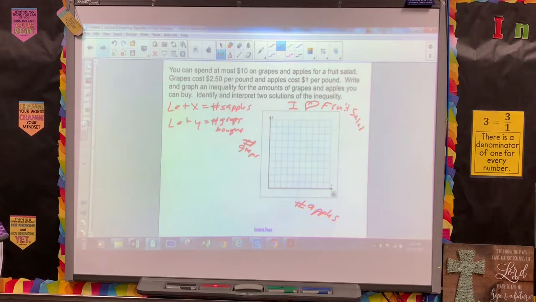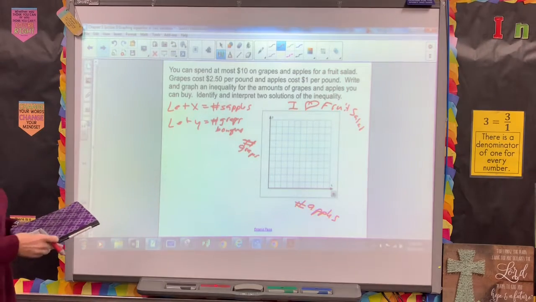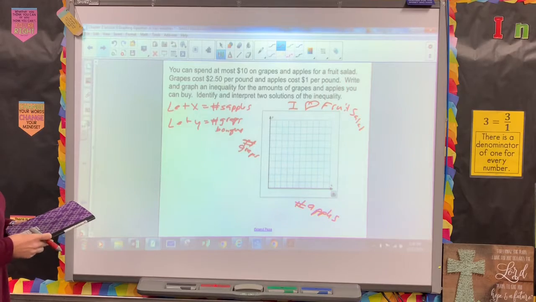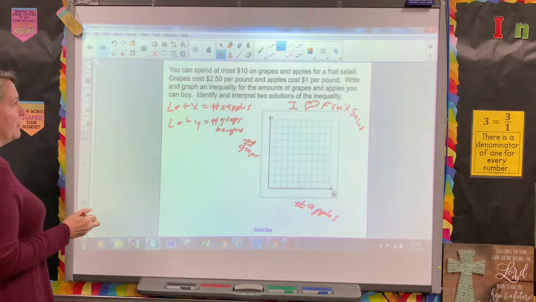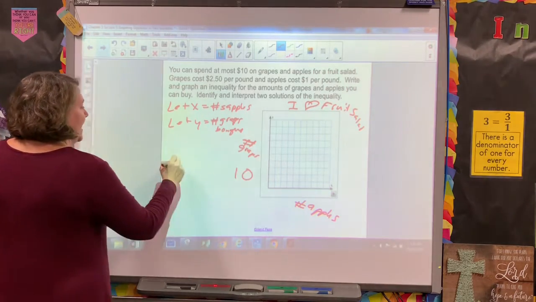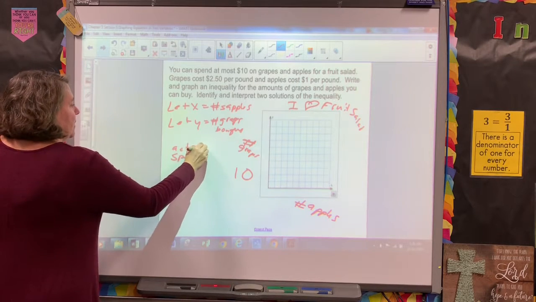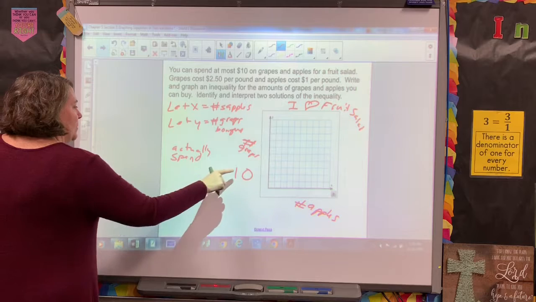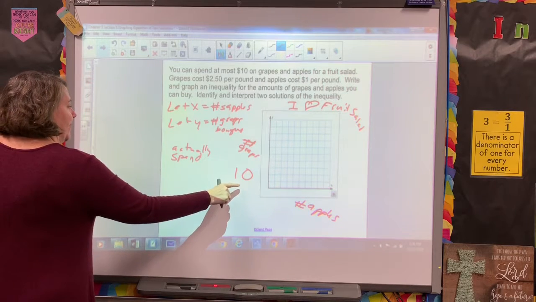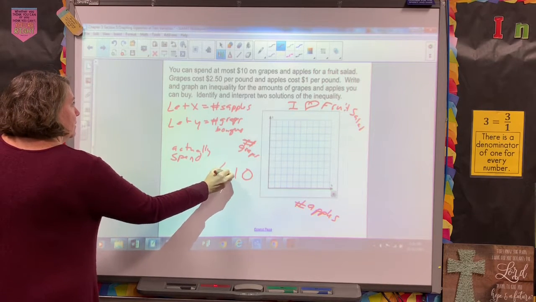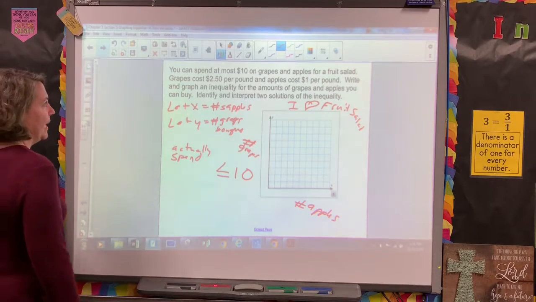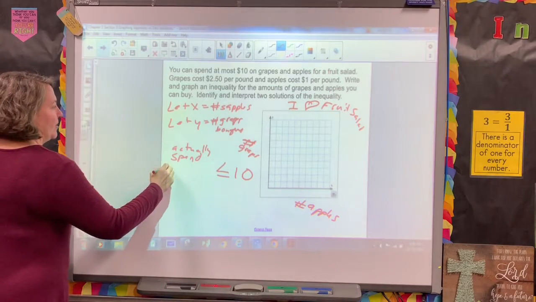All right, so I have to have an equation. I could spend at most $10. So I'm going to put a $10 on this side. And this is going to be how much I actually spend. What I actually spend has to be what compared to the $10 in my pocket? Less than or equal to. And write an equation for how I'm going to figure out how much I spend.